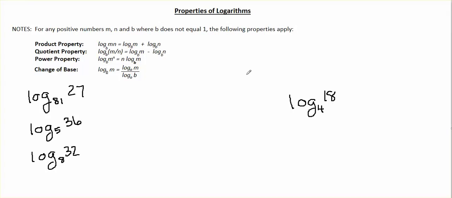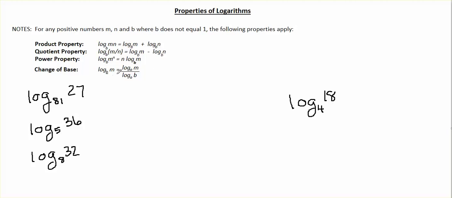In this lesson, we are going to learn a brand new property of logarithms called the change of base property. It allows us to change the base of a logarithm so that we can either calculate it by hand or use a calculator. All right, so let's take a look at the change of base logarithm.